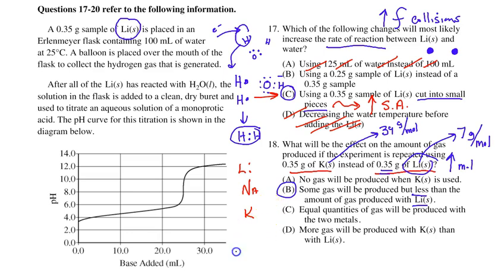Yes, potassium is more reactive. It's going to react faster, but it won't produce nearly the same amount of overall hydrogen because there's less of it. We would need 39 grams to have 1 mole of potassium. You need only 7 grams. So for the same mass, there's more lithium atoms. Number 18 is B.